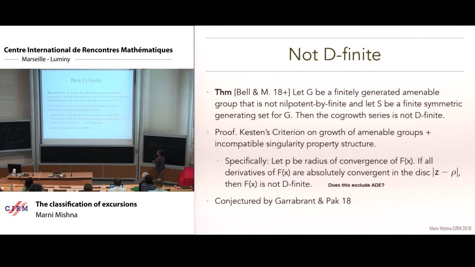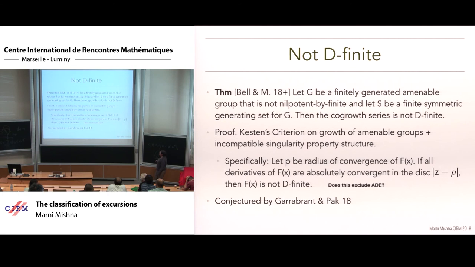And then we could show, again, this argument that you had an incompatible singularity structure, which I do want to talk about because it's general. So imagine you have a radius of convergence of your series, and all of the derivatives are also absolutely convergent on that disk, then your function cannot be D-finite.